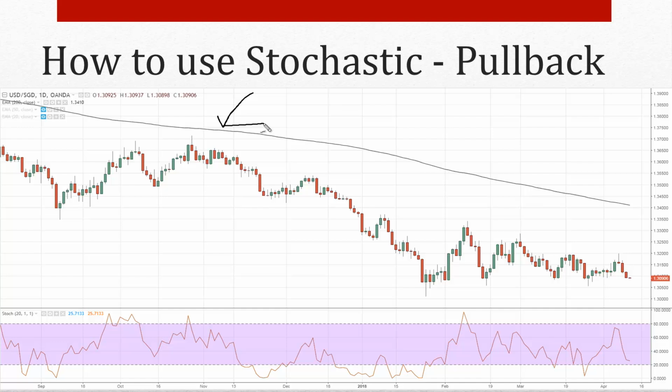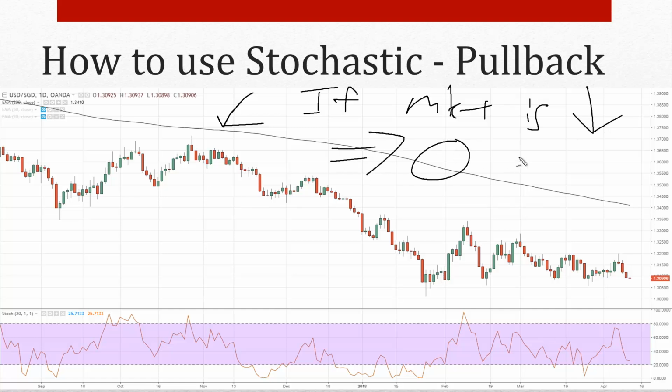So earlier you've learned that you don't want to blindly short just because it's overbought or long just because it's oversold. However, if you add a trend filter now, then things could make sense. For example, this is a downtrend. Stochastic can help you time when the pullback will end in a downtrend. If the market is in a downtrend, then we are looking for overbought areas on your stochastic indicator to tell you where the pullback may potentially end. If the market is in an uptrend, then you look for oversold areas.